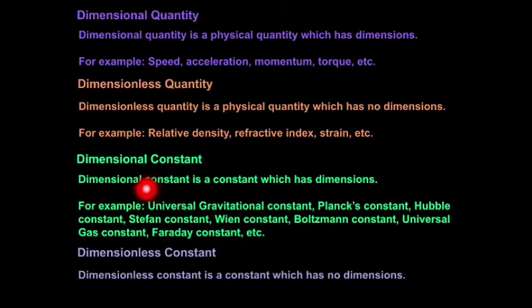That's called dimensional constant. And the last one, dimensionless constant. The dimensionless constant has no dimension, like the pi value 3.14 or 22/7. And charge of electron, it's also like a dimensionless constant. So dimensional quantity will be classified into 4 types. One is dimensional quantity, dimensionless quantity, dimensional constant, and dimensionless constant.